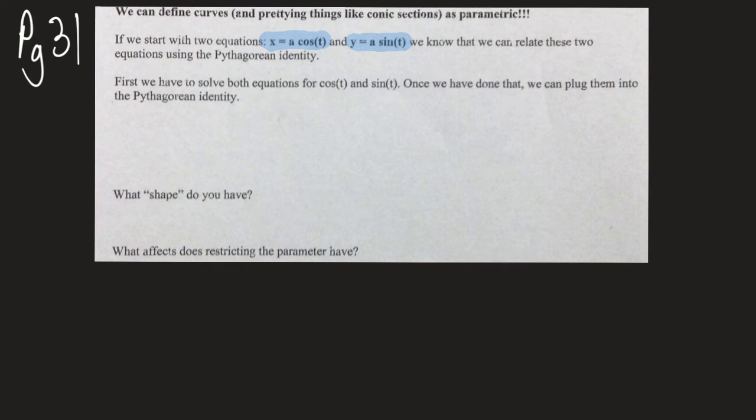Now, it's going to be hard to quickly see how we relate these two, but remember that we have the Pythagorean identity. It says cosine squared of t plus sine squared of t equals 1. So somehow we're going to have to get our cosine of t and sine of t by itself.